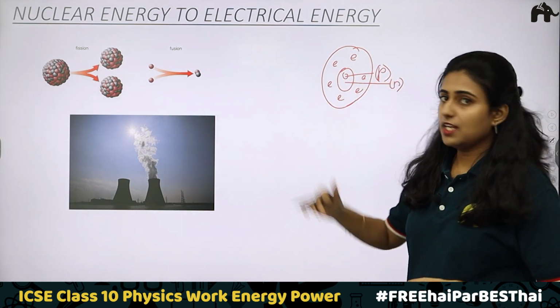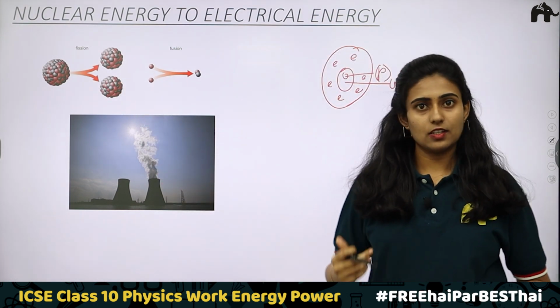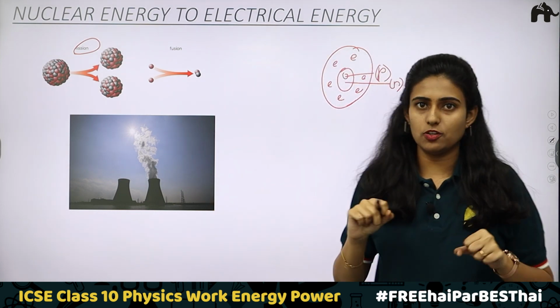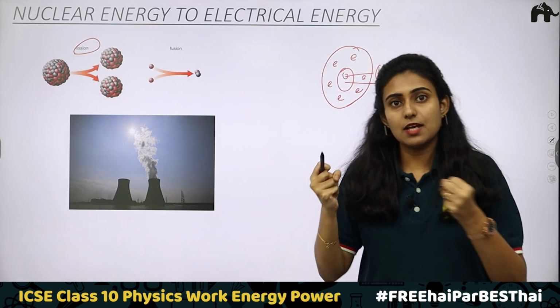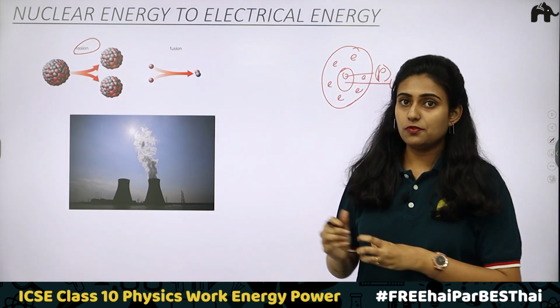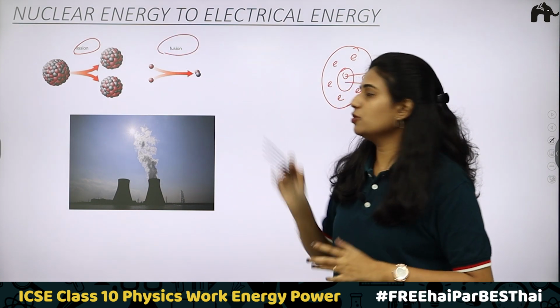So in case of nuclear energy, a nucleus can split into two smaller nuclei. In that process we call it fission. Fission means a breaking process. Then fusion, where two nuclei combine together to form one nucleus. Combination, fusing. So this is a fusion reaction.